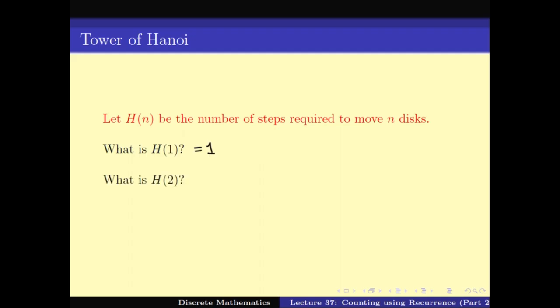What about H2? H2 is interesting. So I have these three poles, say. In the first one I have 1 and then 2. How can I move this 1, 2 to the second pole? Of course, the first thing I have to do is move the top one to the third pole. So I have made one move. Then I move the second one to the second pole. So I make another move. And third, I move the first one back onto the second one, which is one more move. So the number H2 is actually equal to 3.